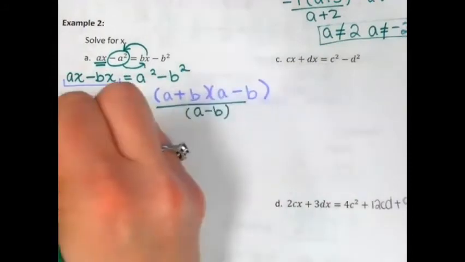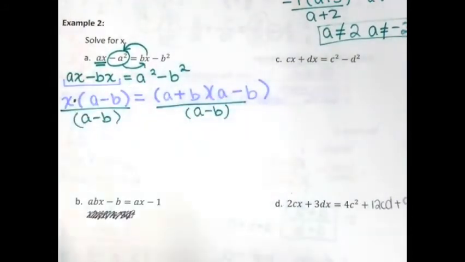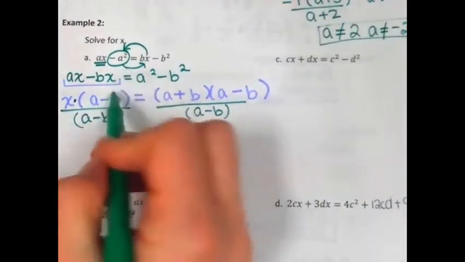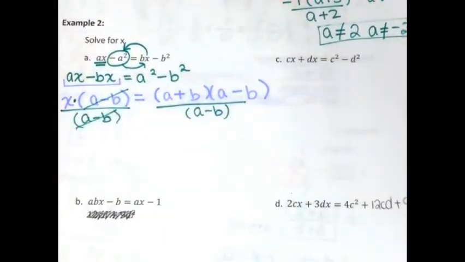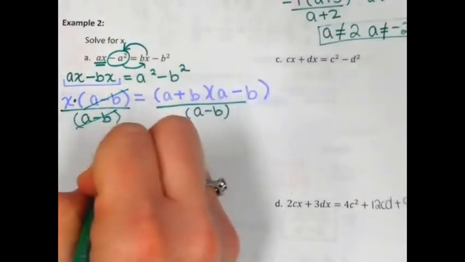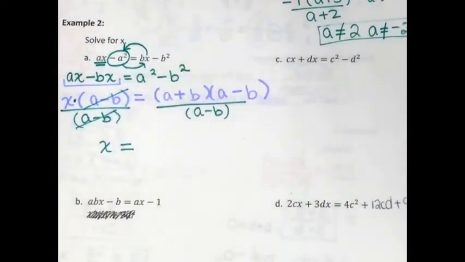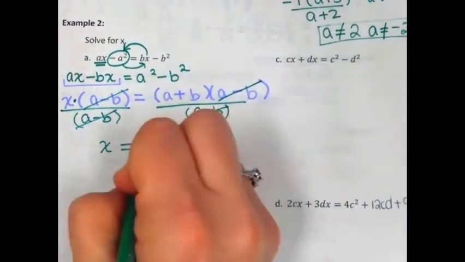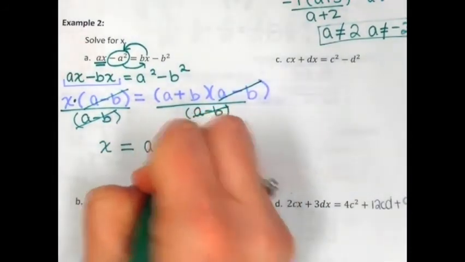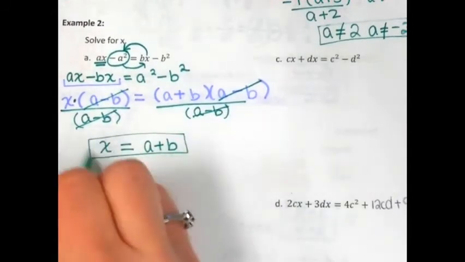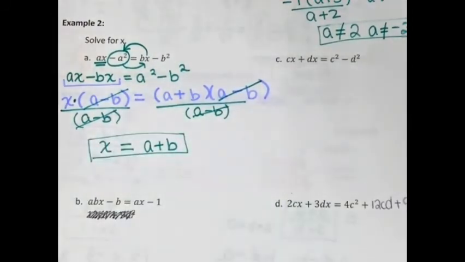Okay. And the reason why I divide it is because a minus b divided by a minus b is 1, or just x equals, what happens over here? It cancels out the a minus b. So what does x actually equal? Just a plus b. And because we're solving for x, guys, we don't need to talk about our restrictions. Okay, and there you go. All right, go ahead and do C on your own here.